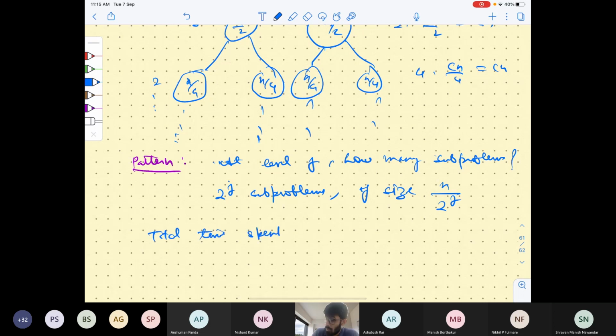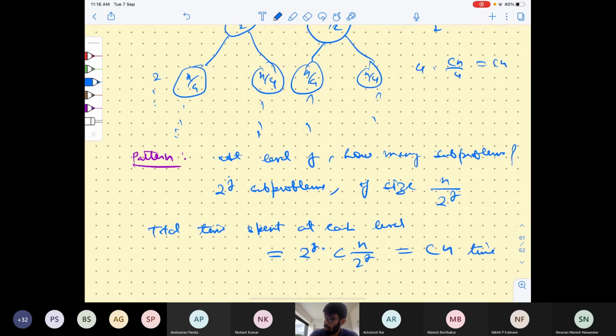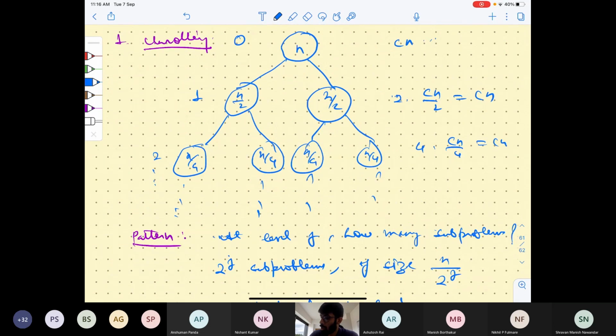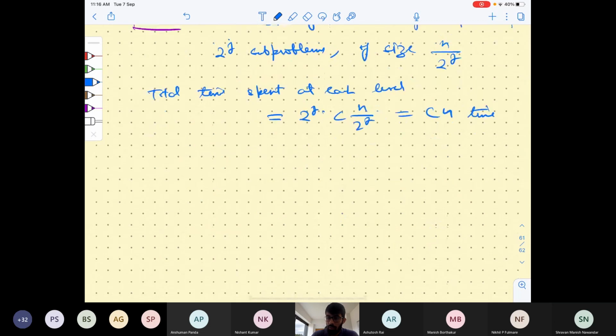So at each level there are 2 to the j subproblems, and for solving each of them, it's just linear: c times n over 2 to the j, which is equal to cn. So we have cn time at each level. That turns out to be very neat, that at every level it's cn. Very nice. Now we just sum over all the levels.